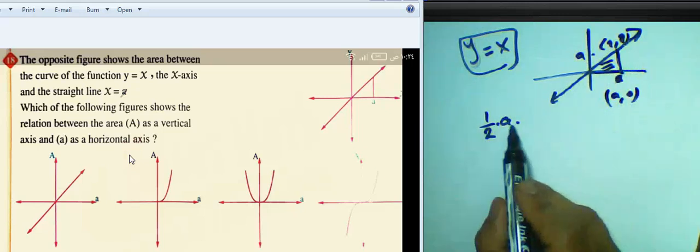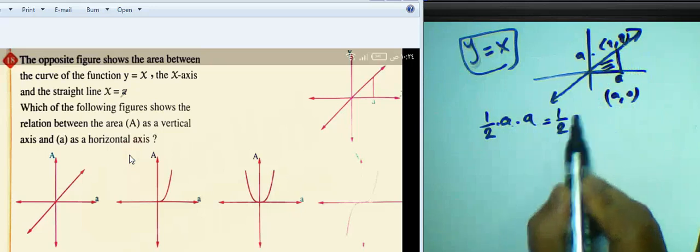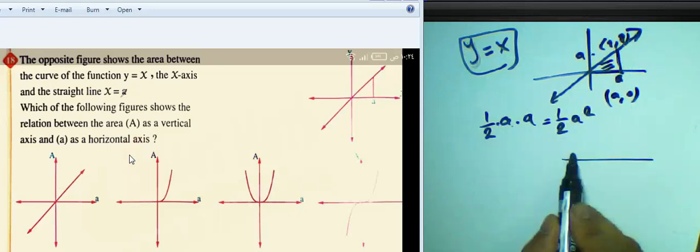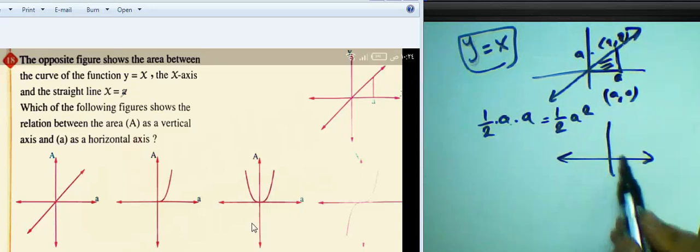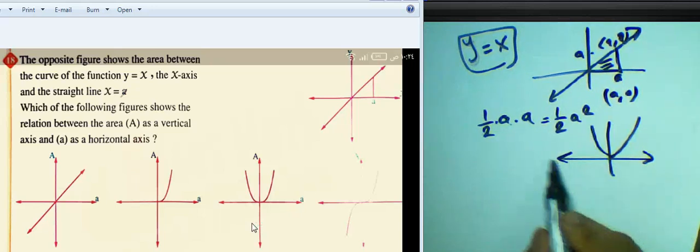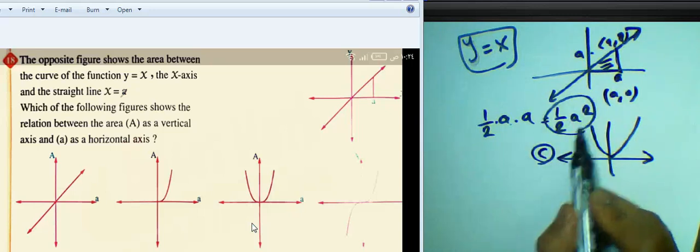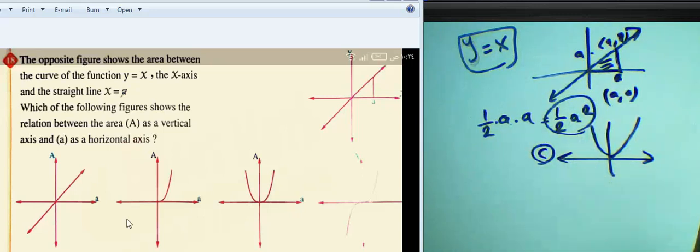Then the area equals half times the base times the height, which equals half a^2. So we must choose letter C, because it is a quadratic function. The result will be C because it is a function of power 2, a second degree function, where here we have a straight line, and D is the cubic function. We must choose letter C because the power here is 2.